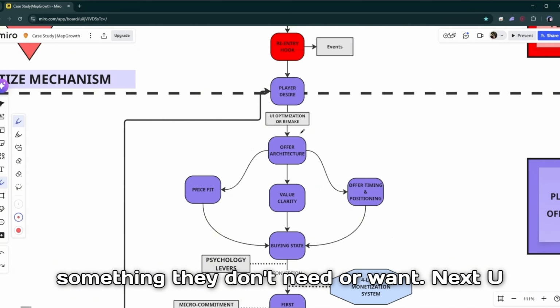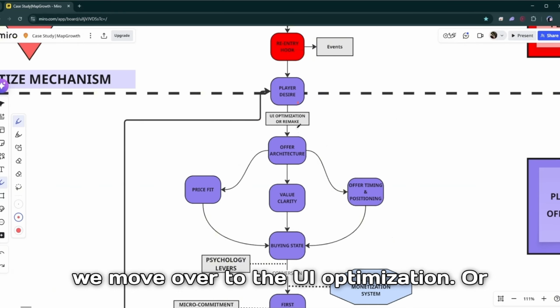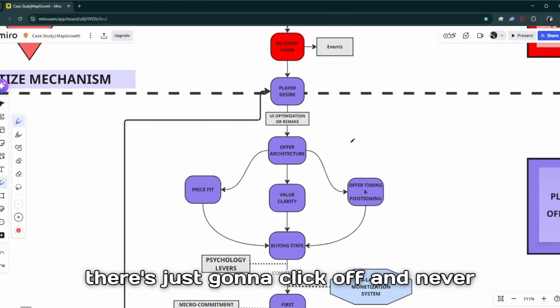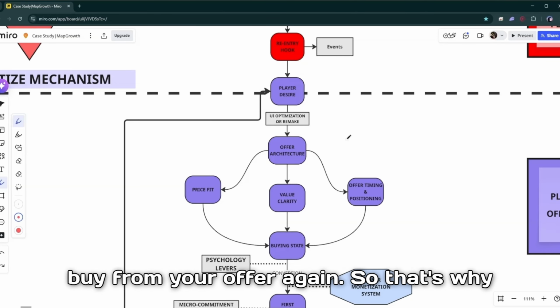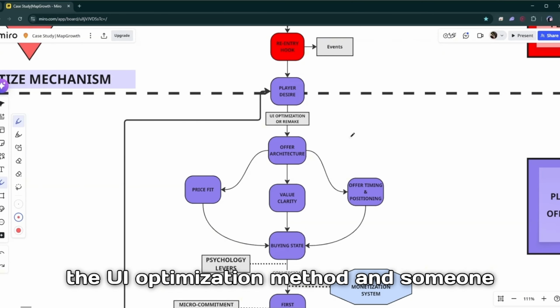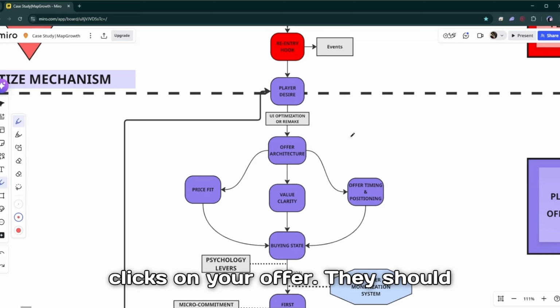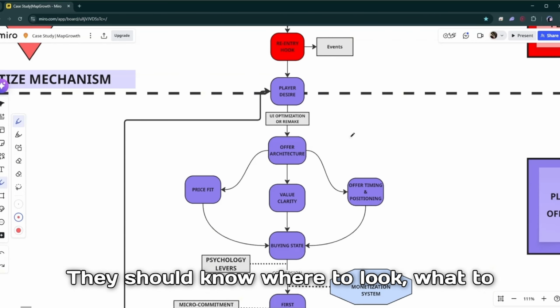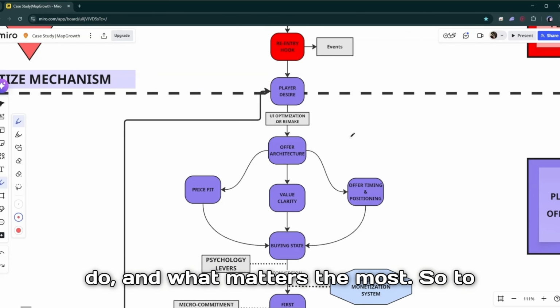Next up, we move over to the UI optimization or remake. If your UI feels confusing, players are just gonna click off and never buy from your offer again. So that's why the UI optimization matters. When someone clicks on your offer, they should understand what is happening right away. They should know where to look, what to do, and what matters the most.